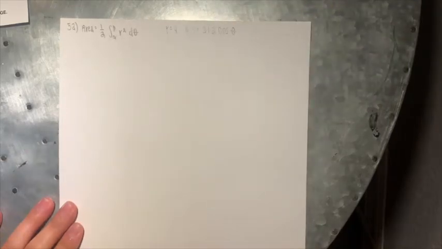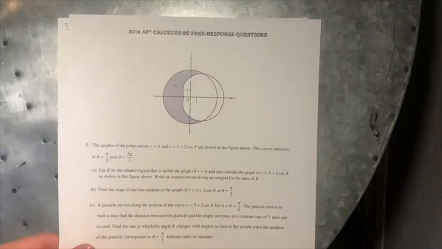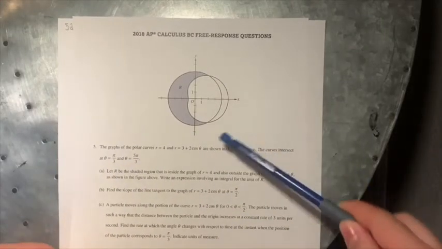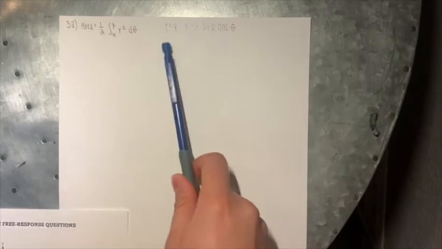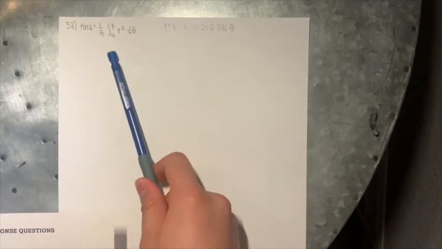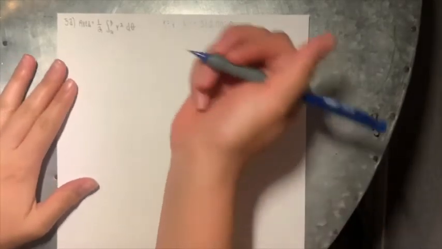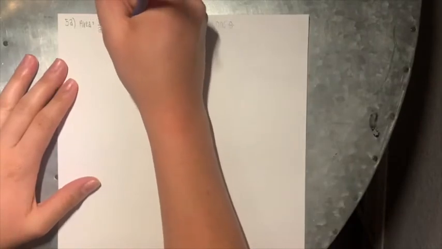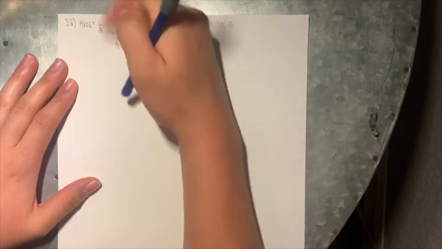Because we want to write an expression involving the integral for the area of R, R is the shaded region right here. Because we are trying to find the shaded region, we are going to subtract the two values of R in our area expression, but you'll see when I do that in a second. So we're going to do area of R. Be a little more specific.